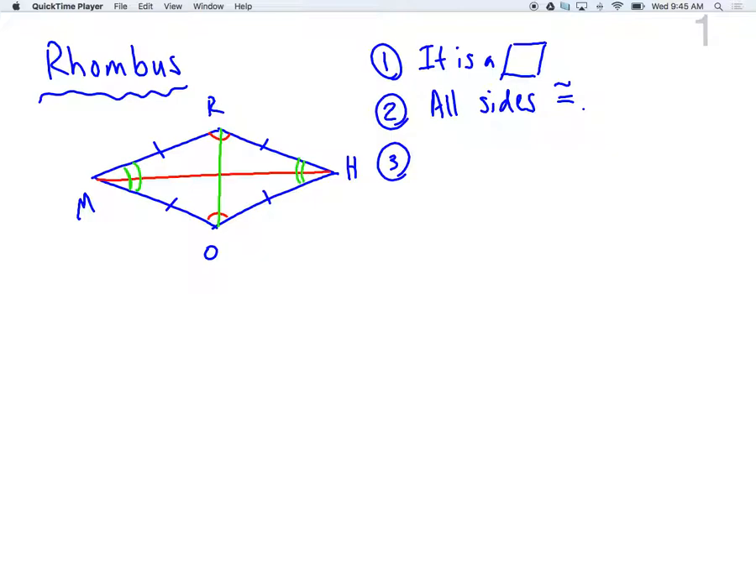Natalie? For a definition, could you say a parallelogram when all sides are congruent to each other? Does that work for you guys? Yeah. Okay, so we'll do it over here. Definition: a parallelogram with 4 congruent sides.